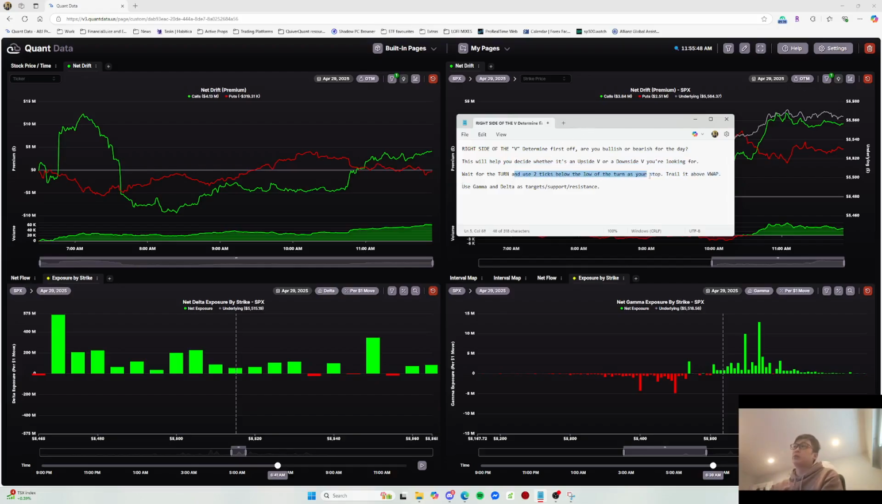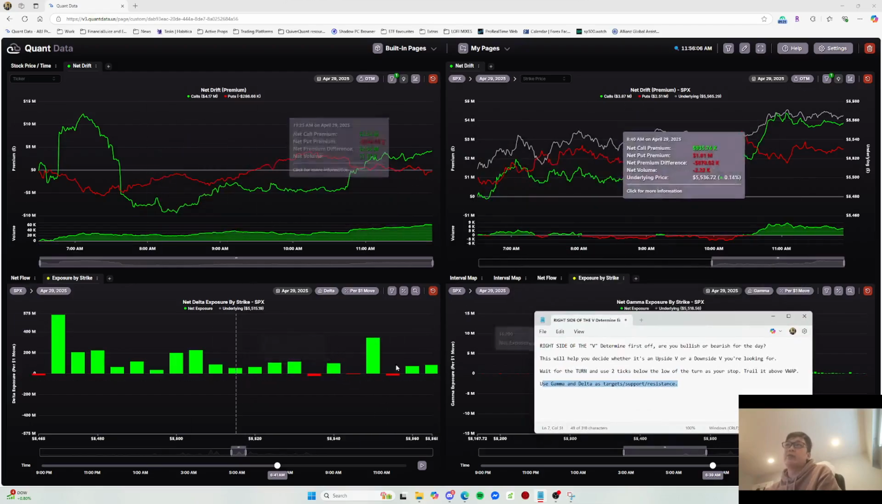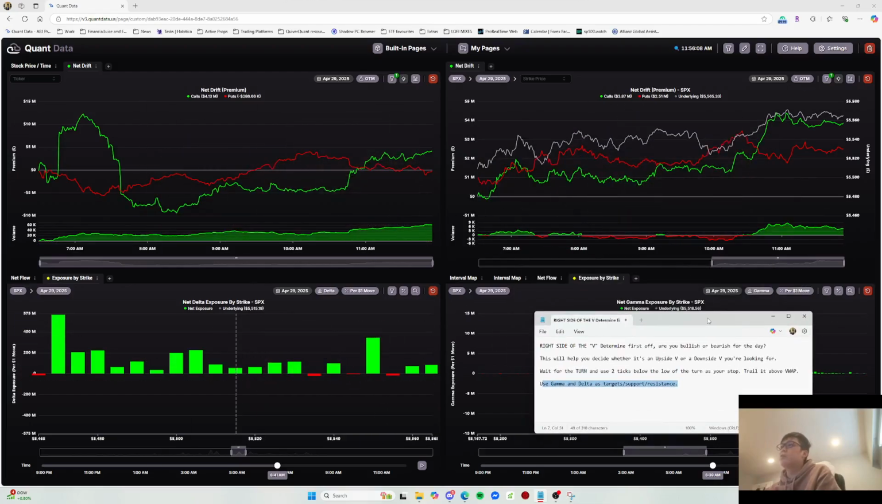That's how I'm using it. So I'm just sharing these rules first. Wait for the turn and use 2 ticks below the low or the high as your stop. Trail it above the VWAP. I use the VWAP a lot in this trade scenario. And then I use gamma and delta. And of course, I am using quant data to determine a lot of this.